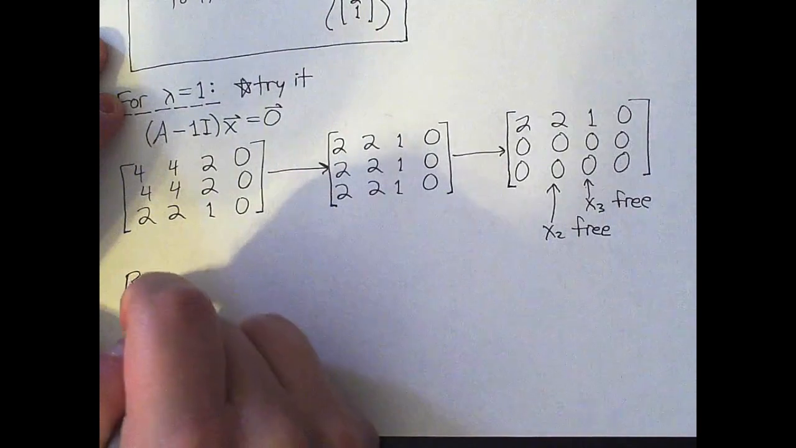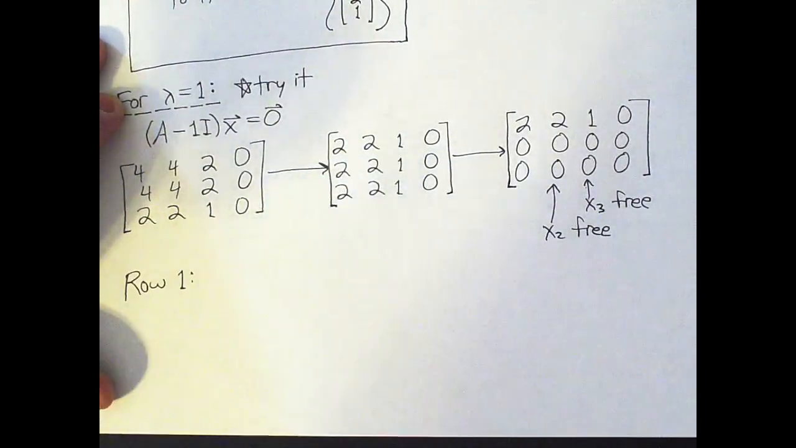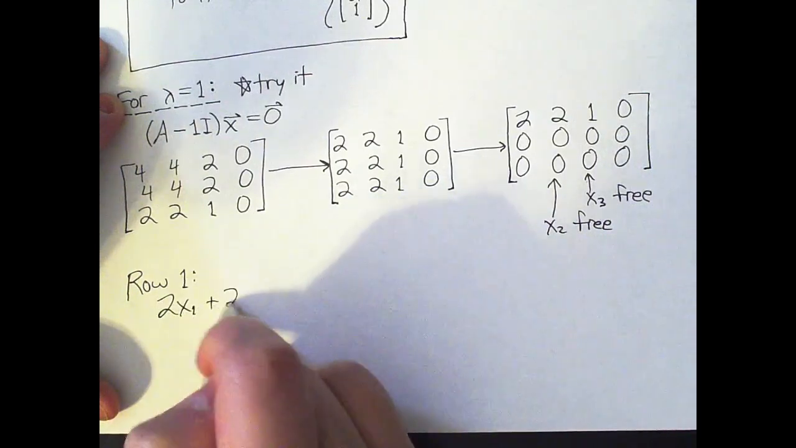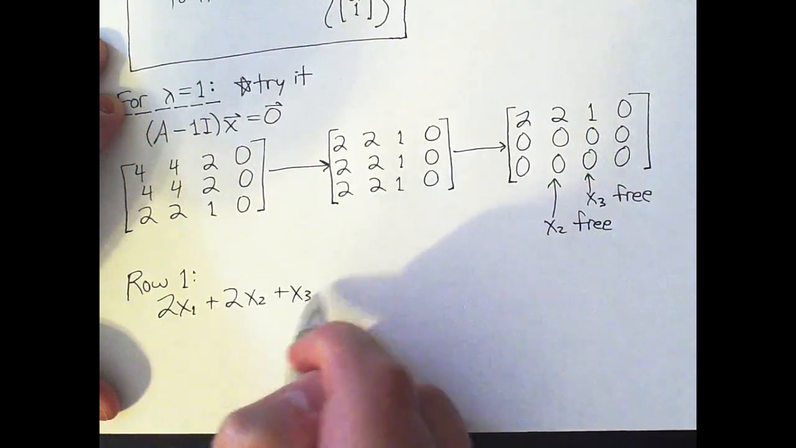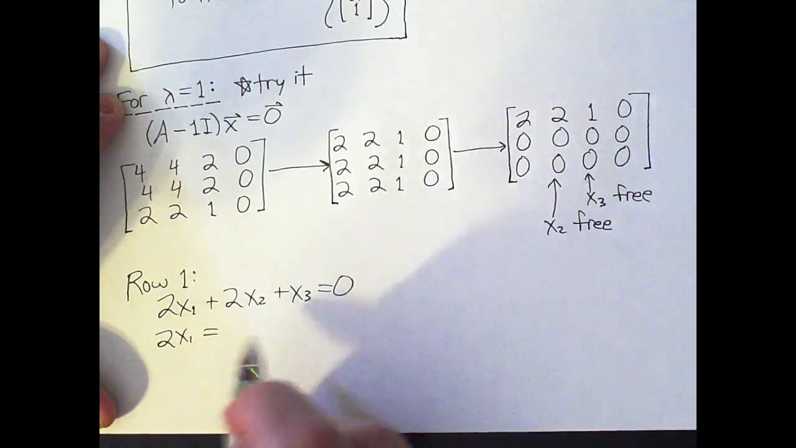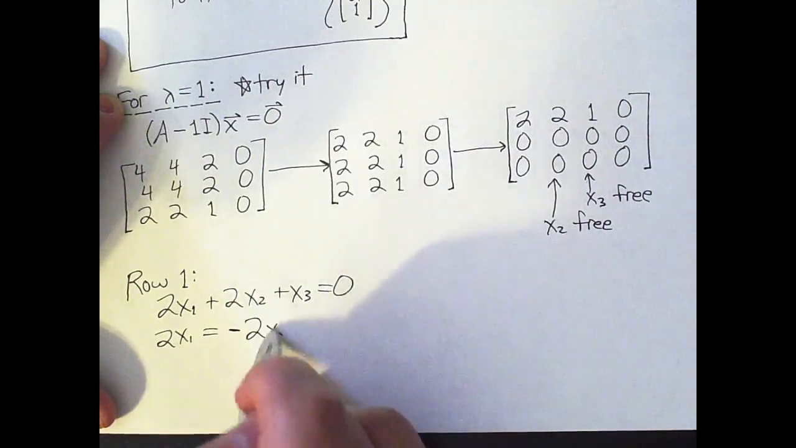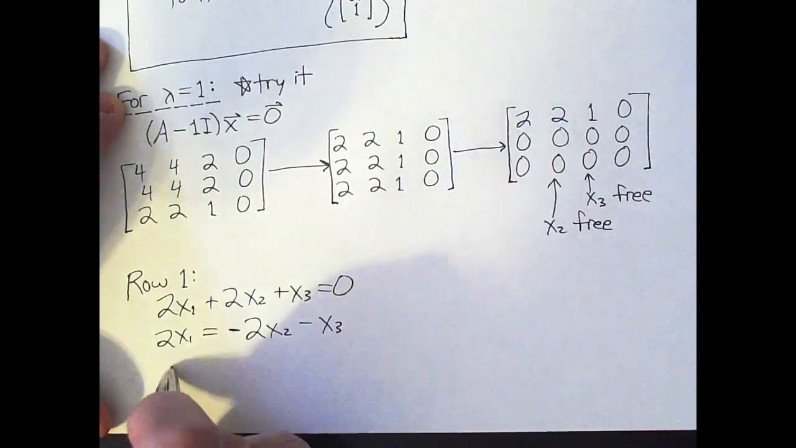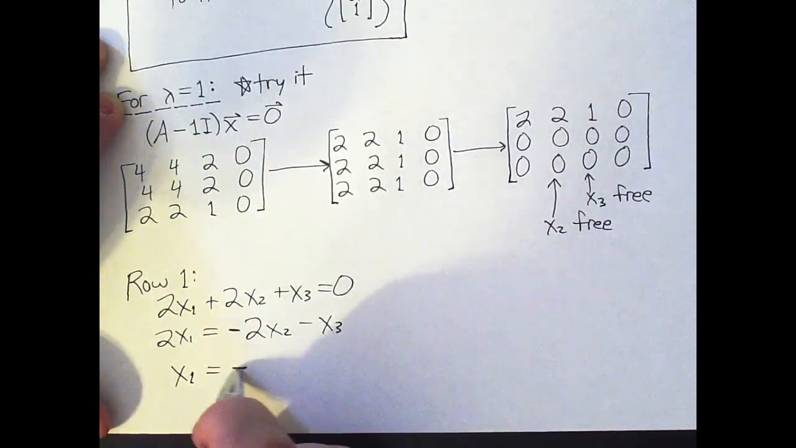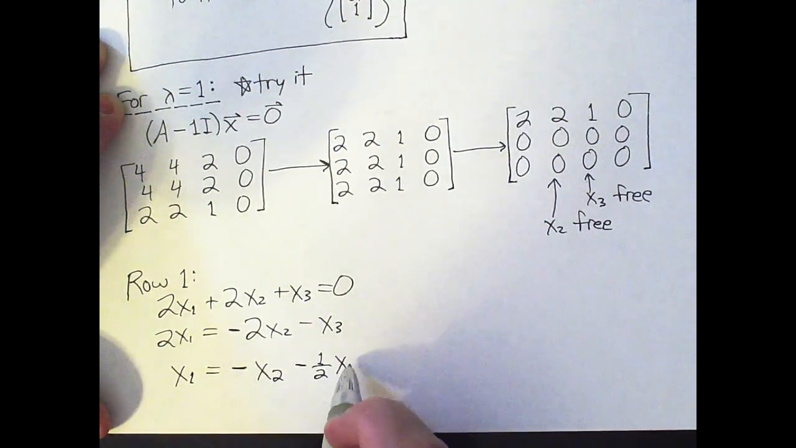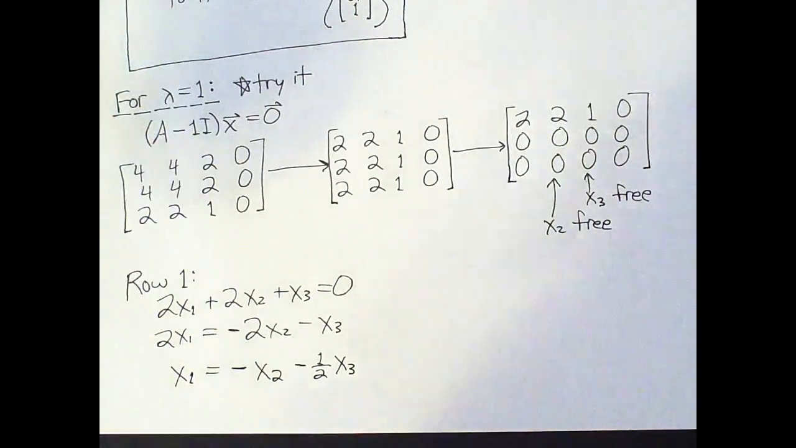Let's see, what is row 1 telling us? We want to be able to write x1 in terms of x2 and x3. So it says 2x1 plus 2x2 plus x3 equals 0. So 2x1 equals negative 2x2 minus x3. So x1 equals negative x2 minus 1/2 x3. That's the basic variable written in terms of the free variables.